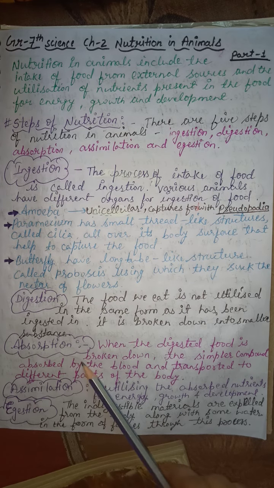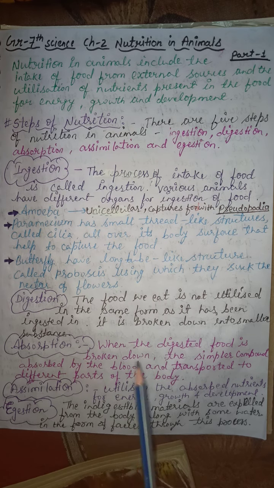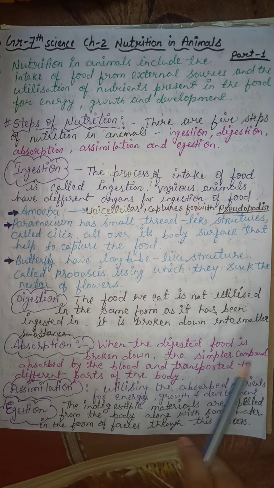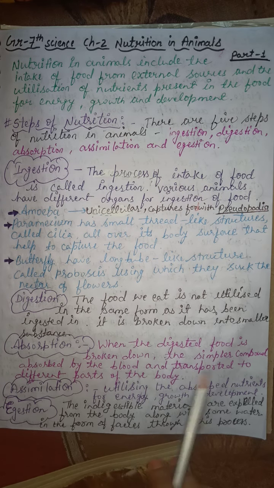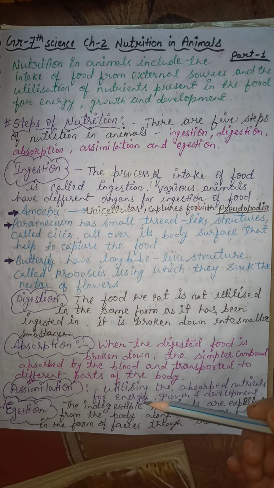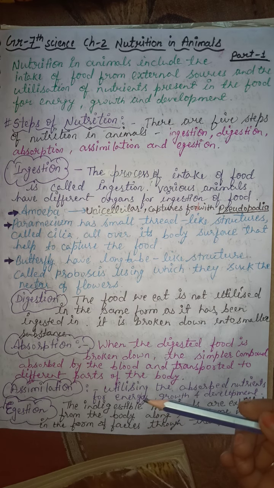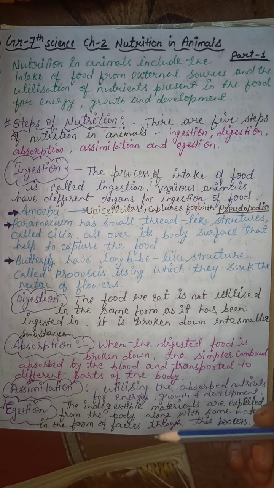Absorption. It is the third step, absorption. When the food is digested and broken down, the simpler compounds are absorbed by the blood and transported to different parts of the body to obtain the nutrients required.